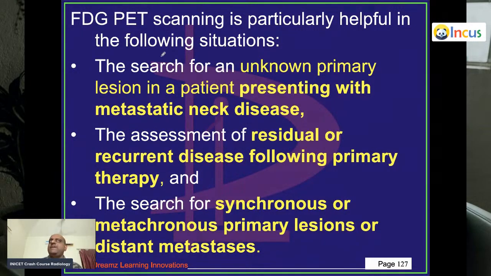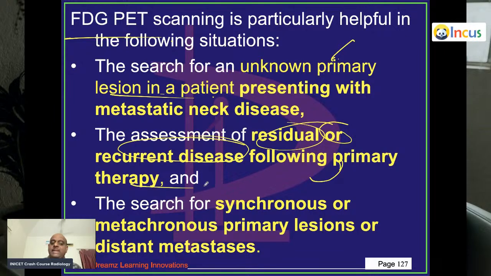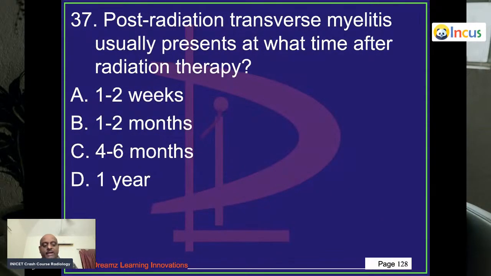So where do we use FDG PET? Whenever there is an unknown primary lesion, you want to assess the residual or recurrent disease after a primary therapy. You want to look for the synchronous metachronous primary lesions. We use the FDG PET, is what you need to remember.